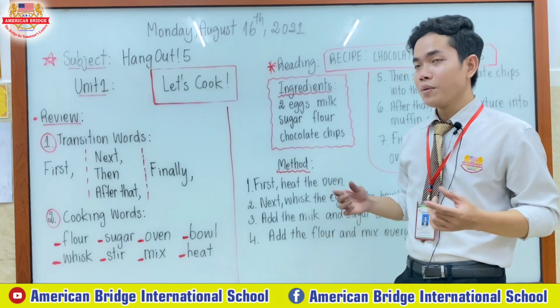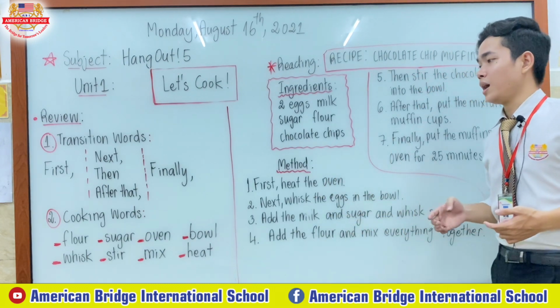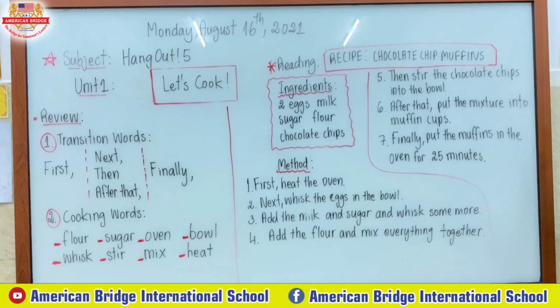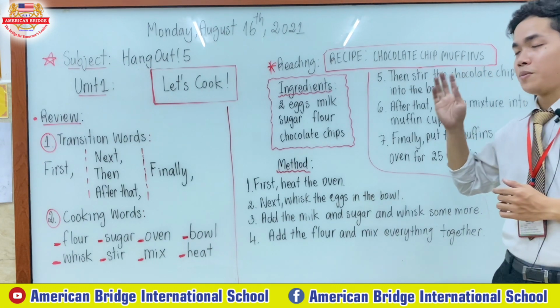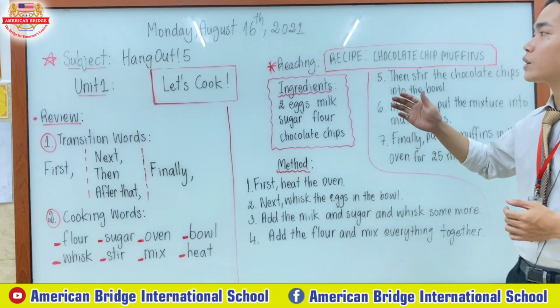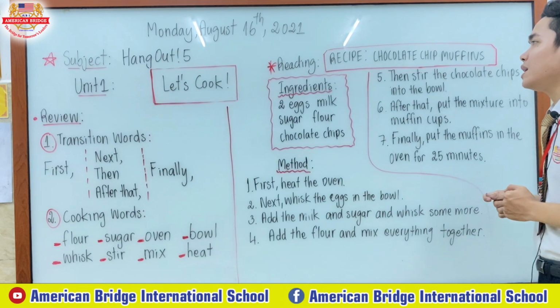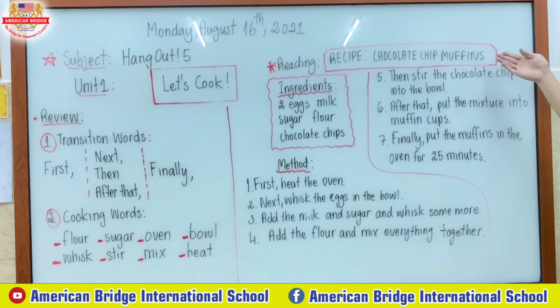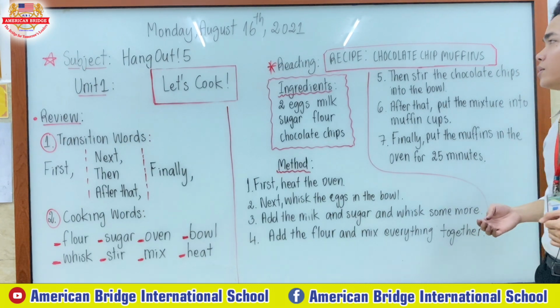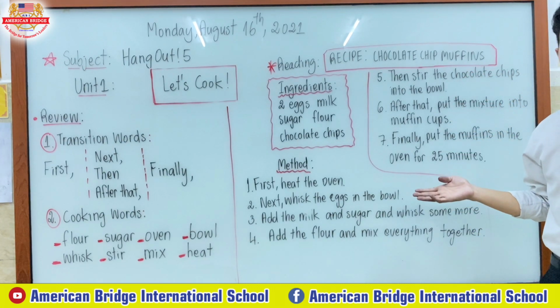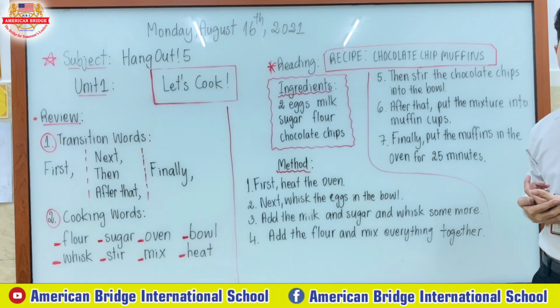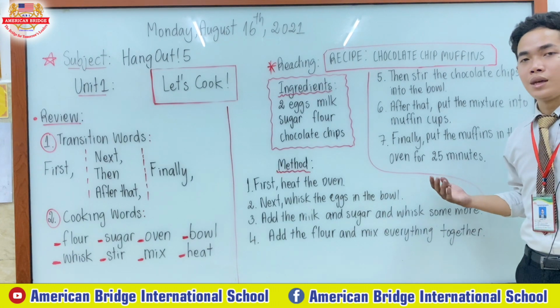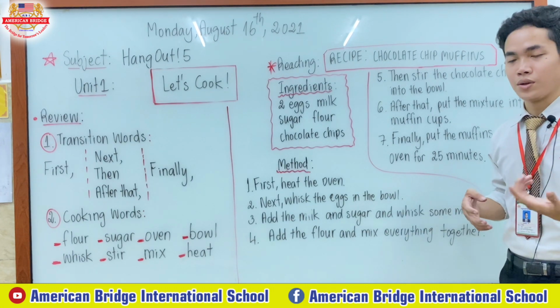Okay, and everyone, today we are on page 12. So now let's go to page 12 together and we will work on the reading. Our reading title is Recipe: Chocolate Chip Muffin. Do we know what a recipe is? A recipe is like the instruction of telling someone how to do something.